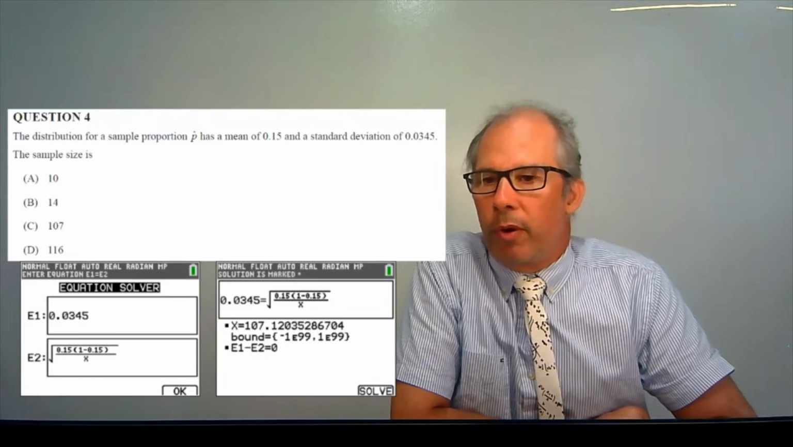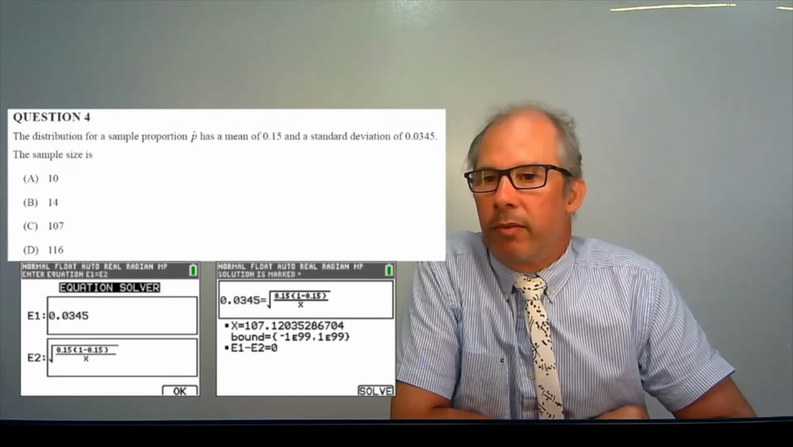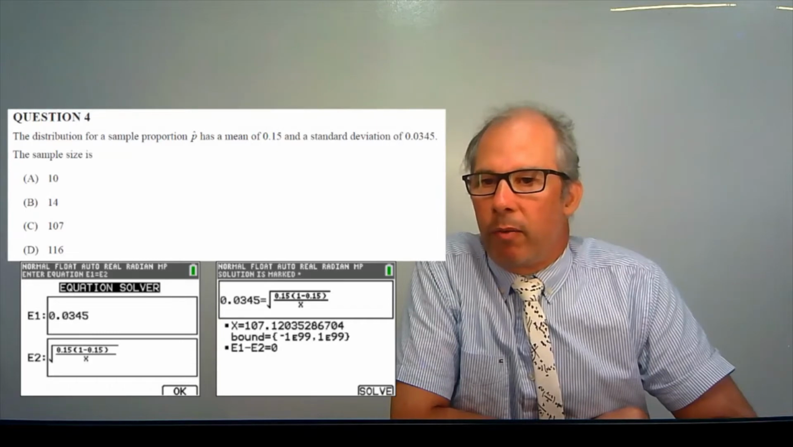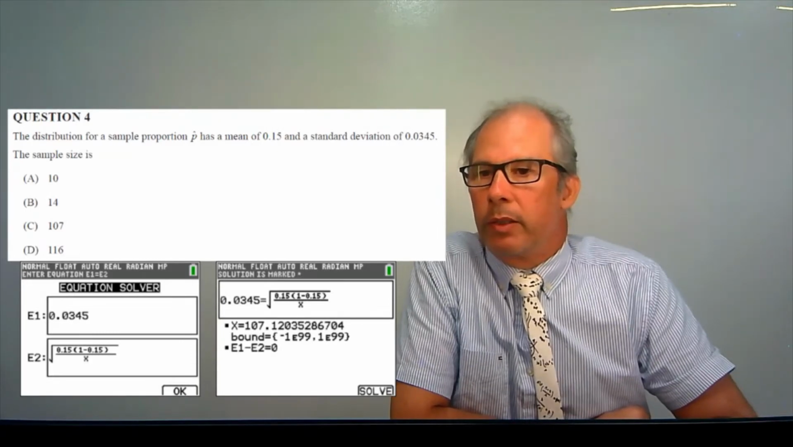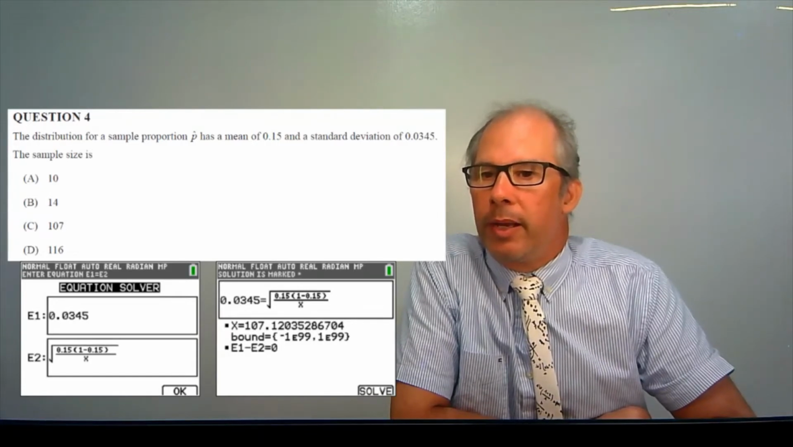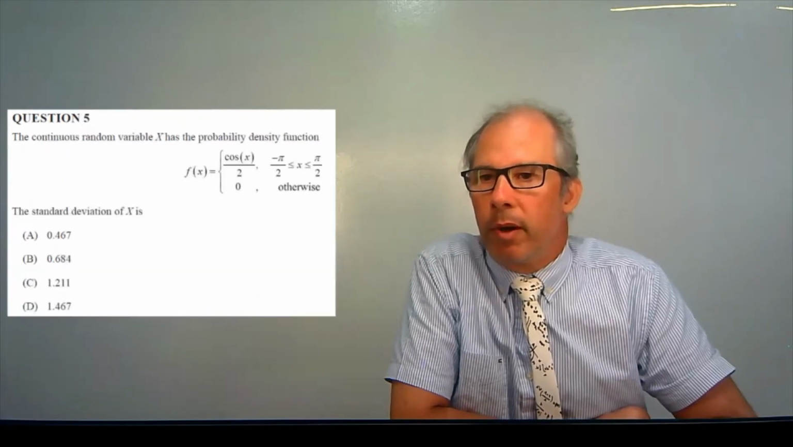Then I've got my little formula there to calculate my sample proportion standard deviation. I want to find what n is, so this is the square root of p outside of 1 minus p close bracket, over n, where p is the mean. The standard deviation formula is what I'm using. I press solve and I got a value of 107.12, which is closest to C, 107.